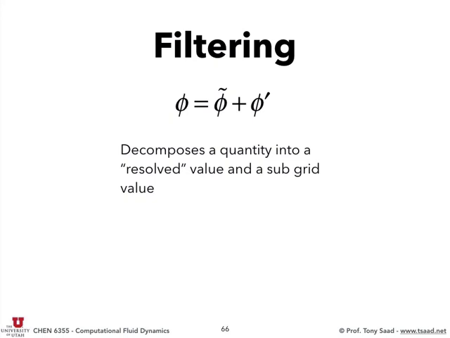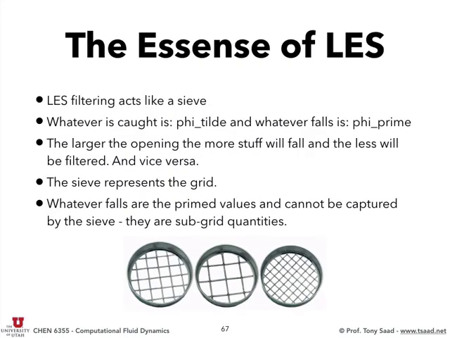grid size. Okay, so LES is similar to a sieve. If you think of your grid as a sieve, whatever you can capture in the sieve, those are the resolved scales, those are your phi tilde, and whatever goes through are the phi primes. They're the uncomputed quantities. It's a nice way of thinking about large eddy simulation and filtering. Whatever is caught, that's phi tilde, and whatever falls, that's phi prime. The larger the opening, or the coarser the grid, the more stuff will fall, and the less will be filtered, and vice versa. The sieve represents the grid, and whatever falls is the subgrid.